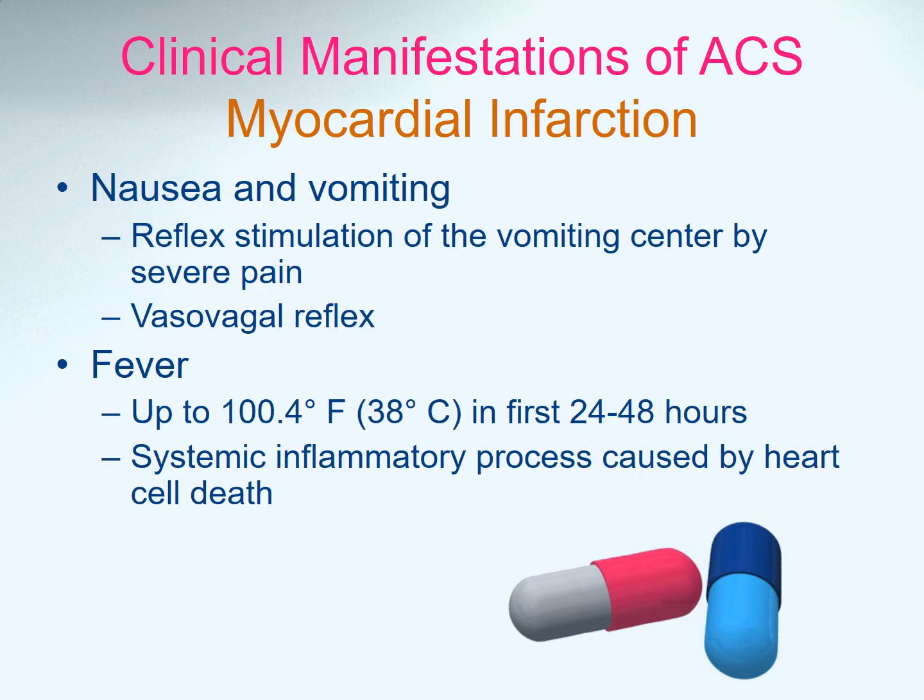They can also develop nausea and vomiting. These symptoms can result from reflex stimulation of the vomiting center by the severe pain. They can also result from vasovagal reflexes initiated from the area of the infarcted heart muscle. The temperature may increase to 100.4 within the first 24-48 hours, and the temperature elevation may last for as long as 4 to 5 days. This increase in temperature is due to the systemic inflammatory process caused by the death of the heart cells.